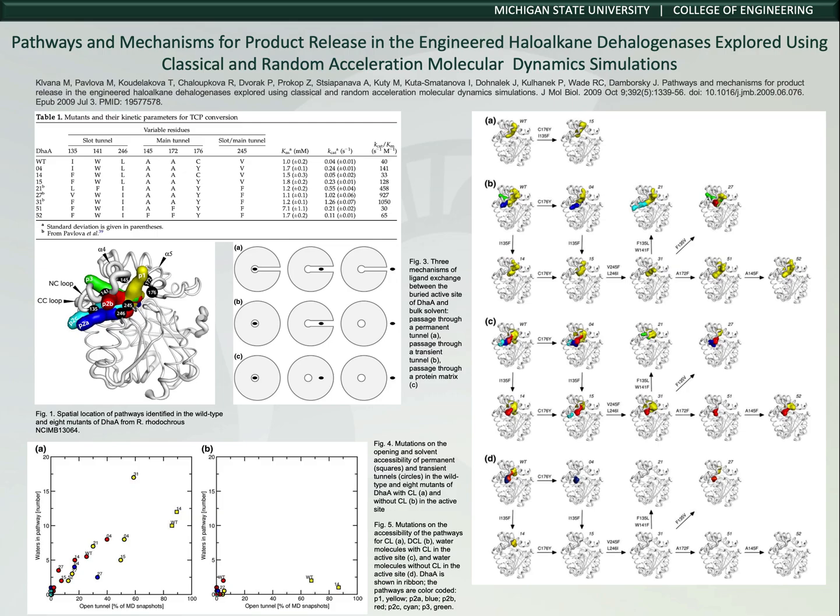And the point mutations introduced into the P1 and P2A tunnels identified in the crystal structures modulated the accessibility of the individual pathways and led to a changed mechanism of the ligand passage in P1. So the accessibility and the mechanisms of ligand passage in enzymes with buried active sites can be modulated by mutations introduced into the exchange pathways.